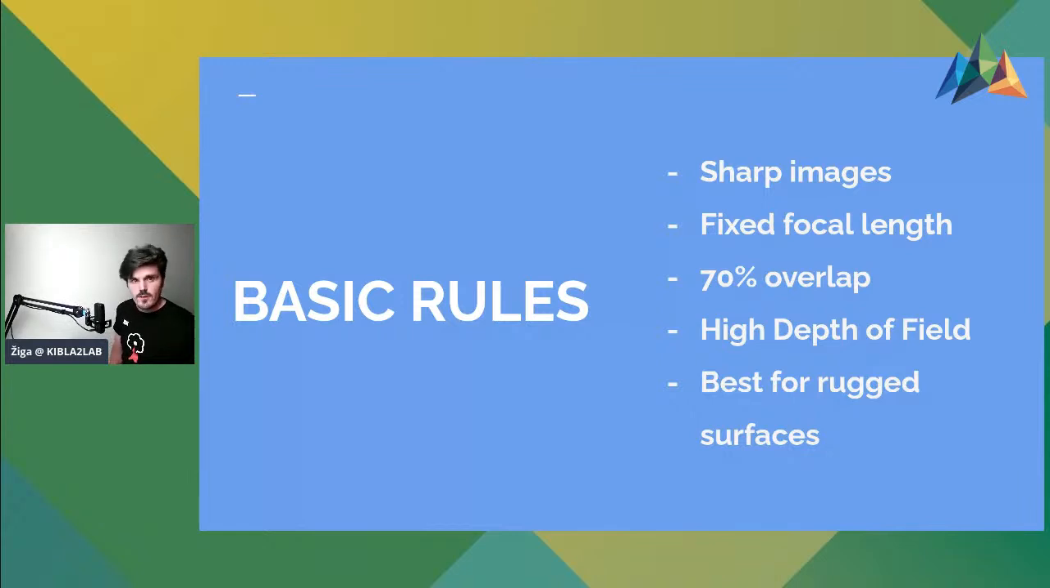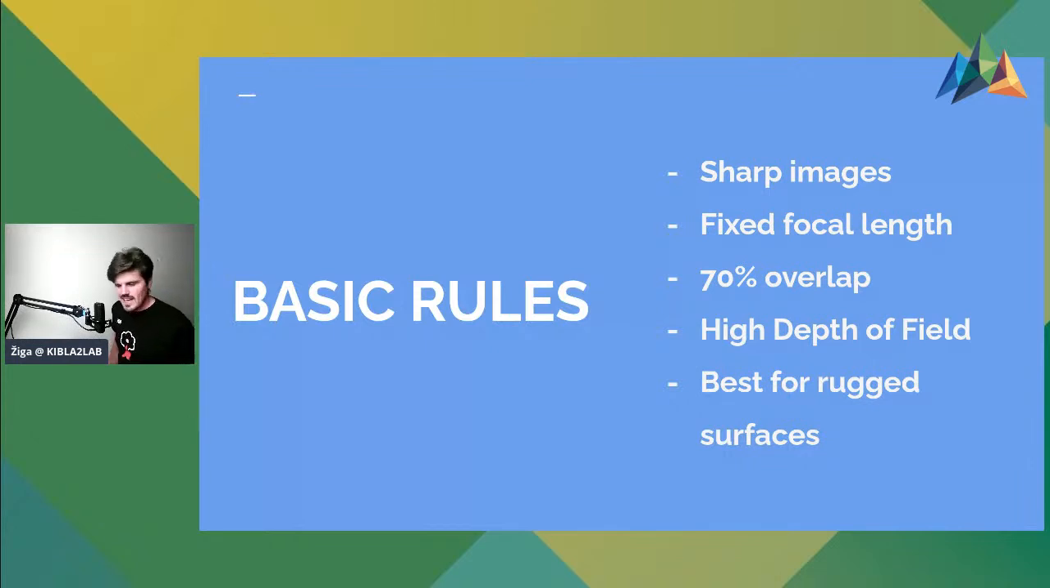But this is often not possible when you are remote, when you have already captured the images in some place, and then you're at home figuring out that you have problems with generating. So sharp images are really important. When you are capturing a set, you need to have a fixed focal length. You must not change the focal length. Otherwise, the software will have a lot of trouble figuring out the correct registration.